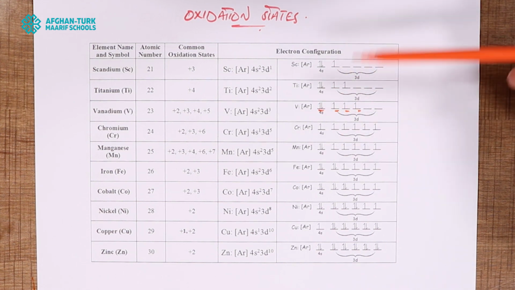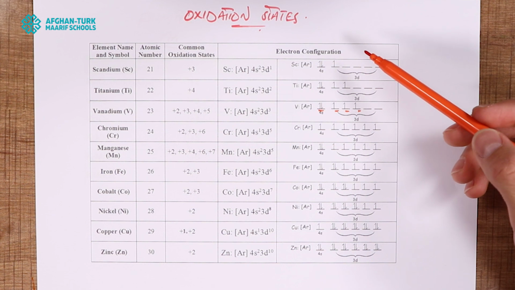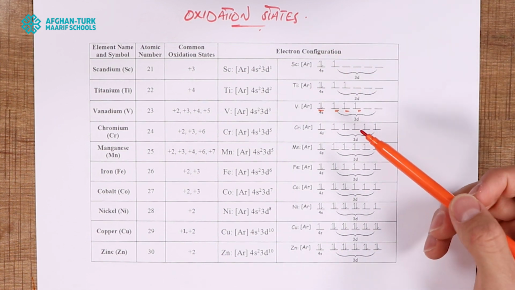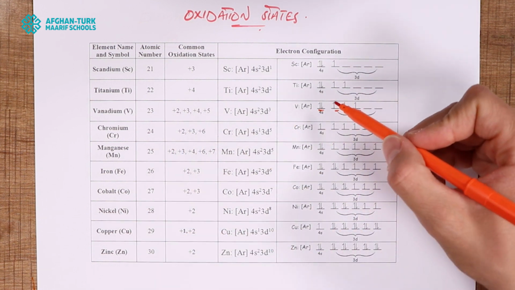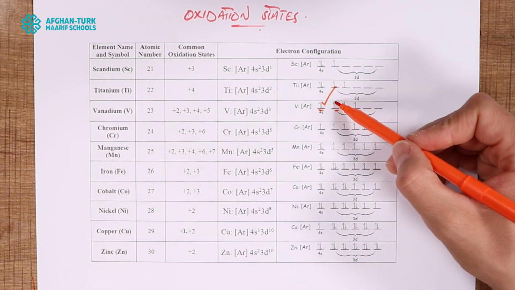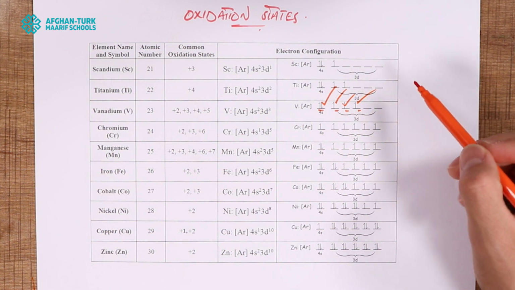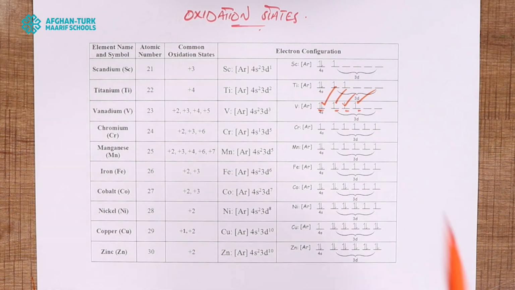But when they start donating electrons, when they start losing electrons in the reaction, they start from the s orbital. For example, for vanadium, for the plus 2, it will lose electrons from the 4s. And when it will be plus 3, it will lose the next one, then plus 4 and plus 5, which means that all the electrons from the 4s orbital and 3d orbitals are gone now.